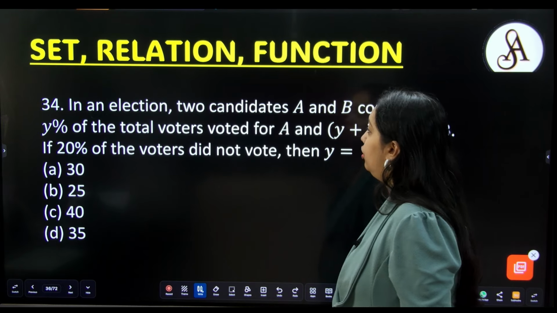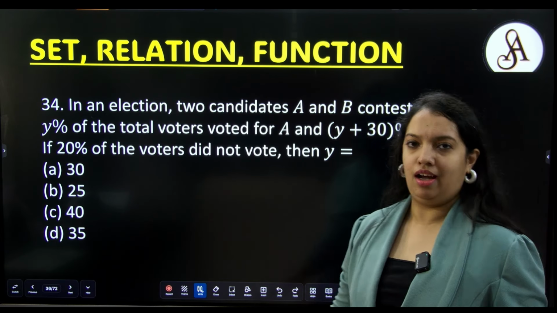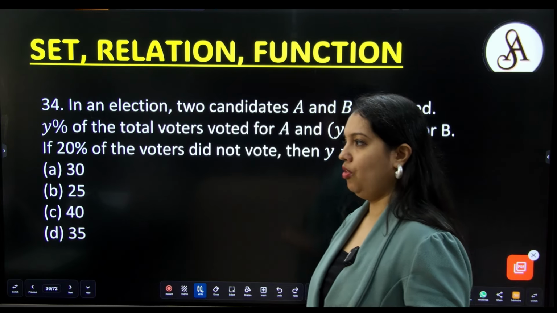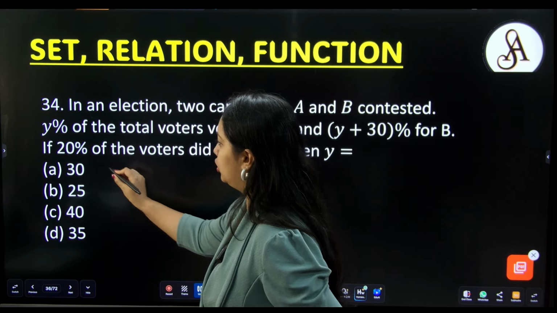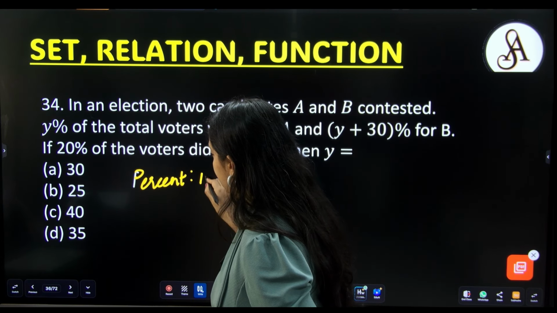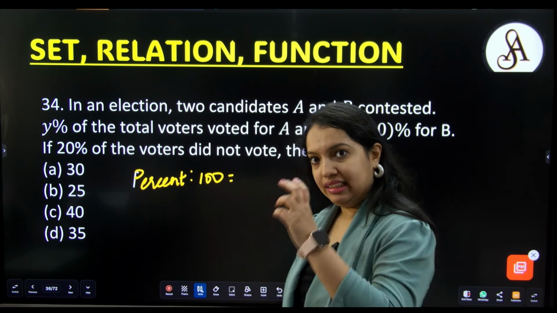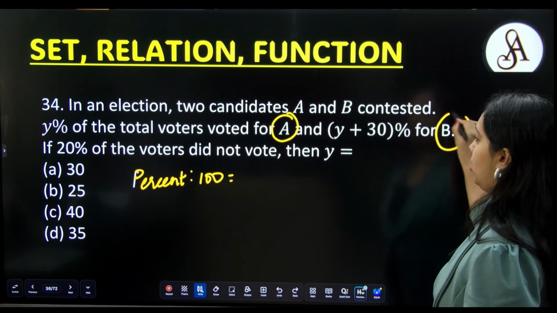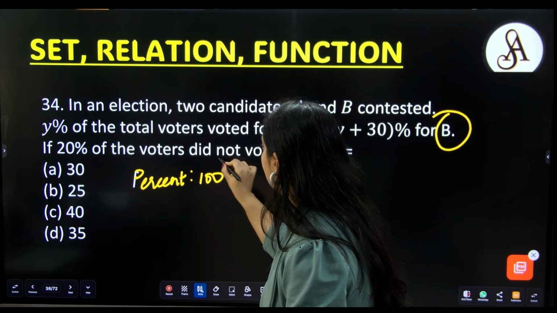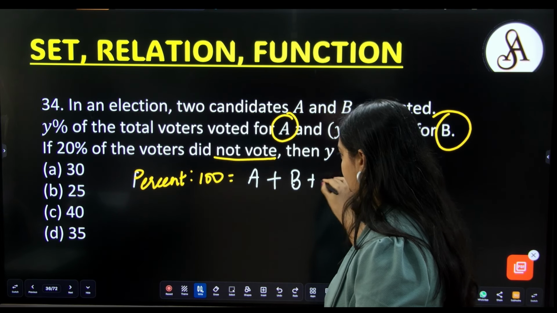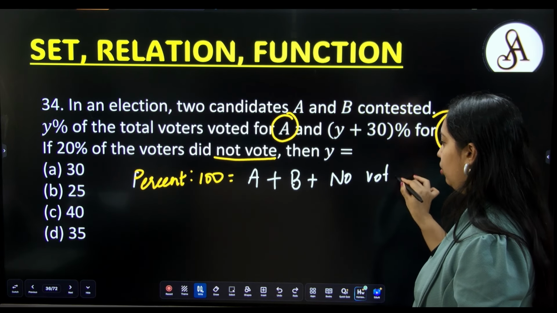In an election, two candidates A and B contested. According to me, this is a new question which is not there in the ICAI material. Now, if I consider the total number of votes, because this is in percentage, whenever you have any question in percentage, total is going to be 100. That will be those who voted for A, those who voted for B, but those who did not vote at all. So there are three elements now: those who voted for A, those who voted for B, and those who did not vote at all.